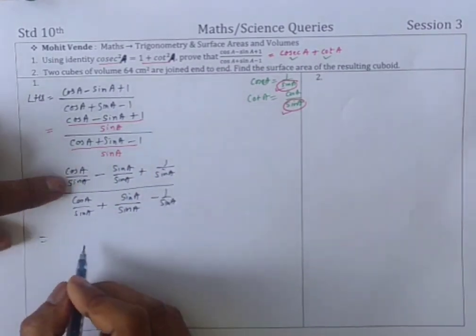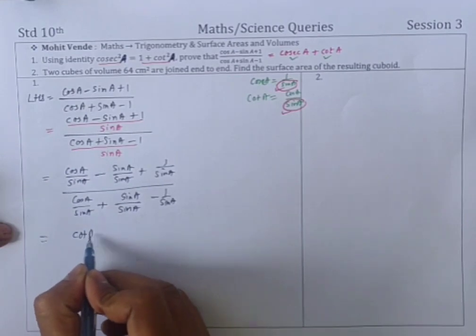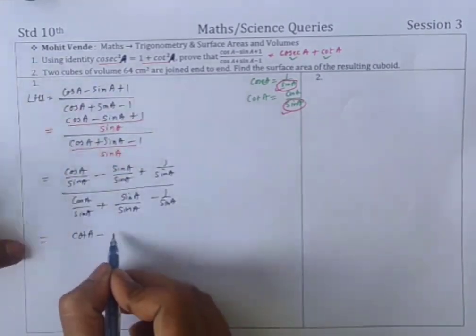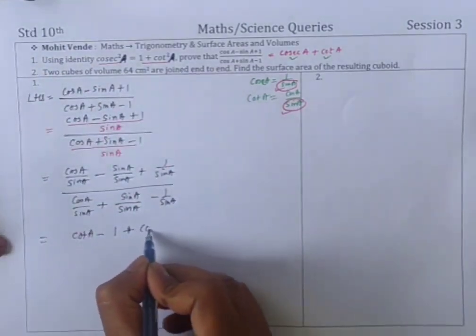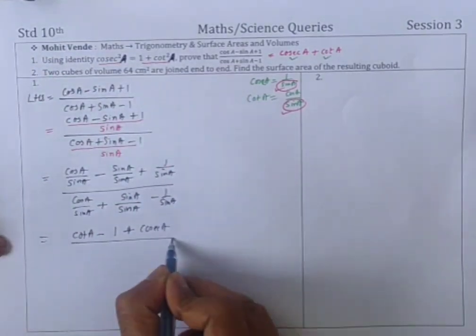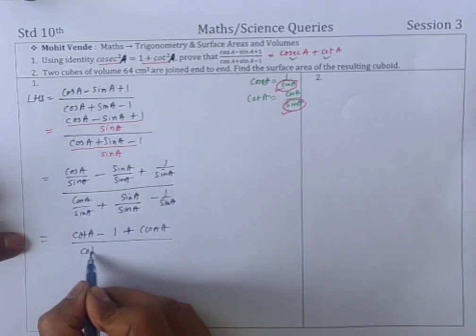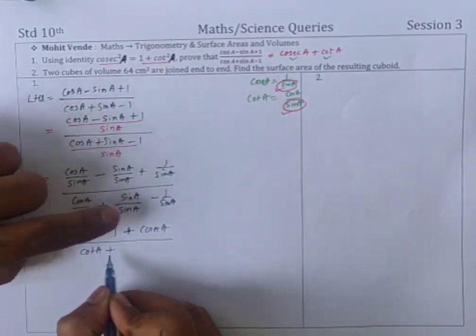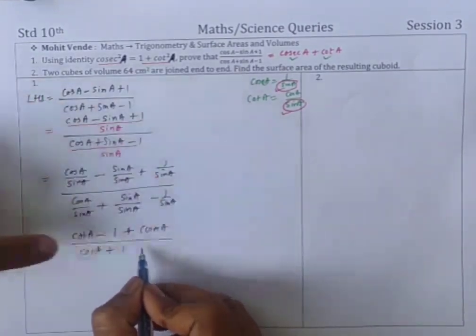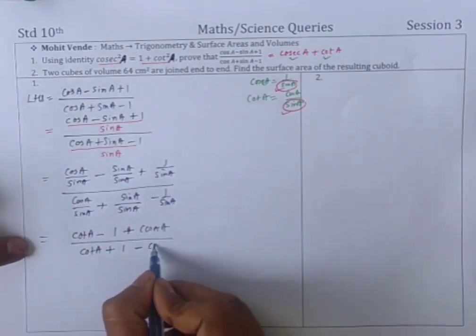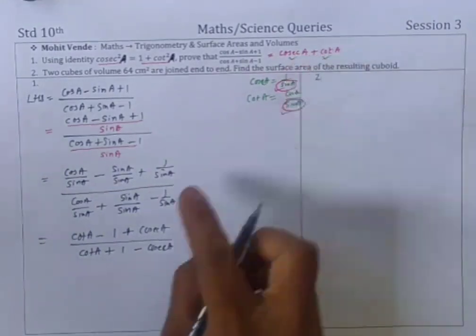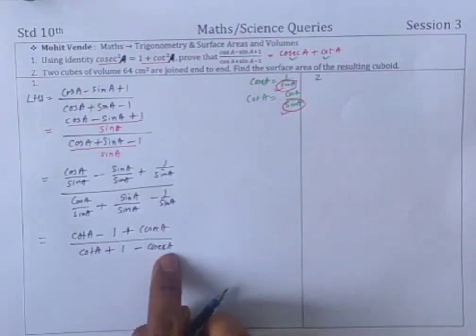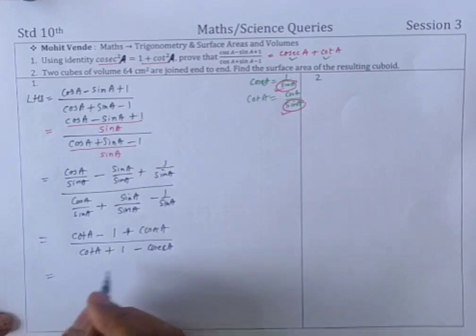Now look, cos upon sin, that is cot A, minus sin upon sin, that is 1, plus 1 upon sin, that is cosec A, upon cos upon sin, that is cot A, plus sin upon sin, that is 1, and 1 upon sin with minus sign is cosec A. Correct? So you have converted into cosec and cot. Now you got cosec and cot. I'll write in proper order.